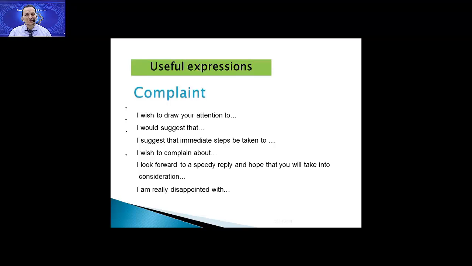And also here are some expressions I prepared to be useful to you in writing a complaint letter. I wish to draw your attention to. I would suggest that. I suggest that immediate steps be taken to. I wish to complain about, and of course it's the easy one and the very nice one. I wish to complain about the AC that was not working in my room, like when you are in a hotel and you complain about the AC.